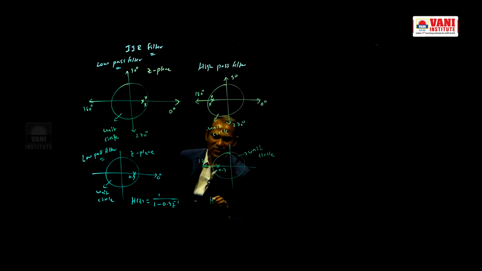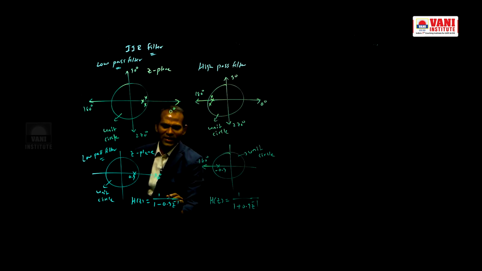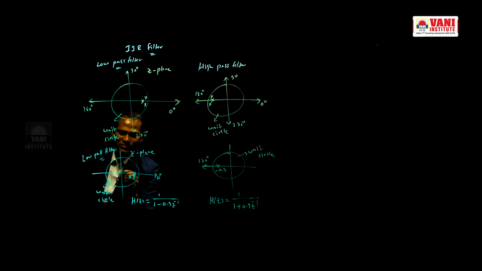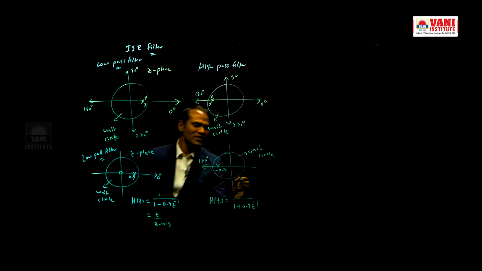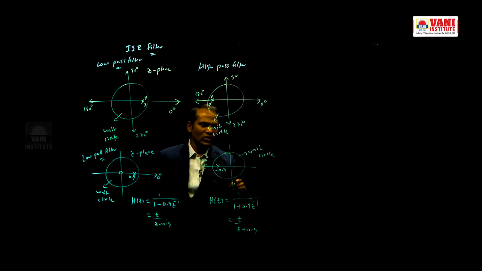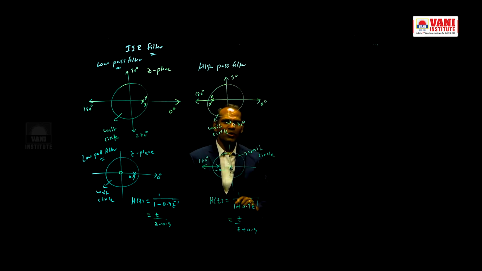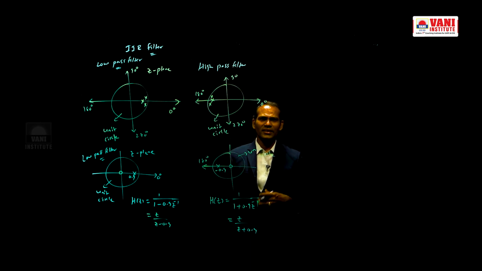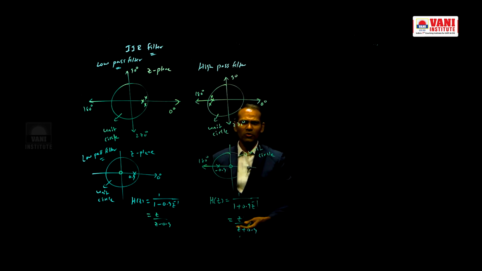So the corresponding H of z will be 1 by 1 plus 0.9 z inverse. So here a zero will be there, that zero will be at the origin. If you rearrange this one, it will be like this, z by z plus 0.9. So one zero will be there, that is at the origin. Only poles will decide the type of the filter, that is why I am talking about only poles.